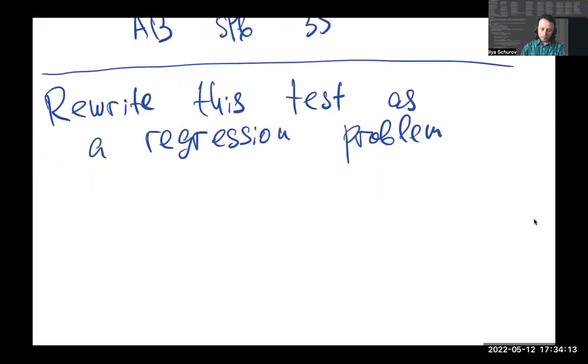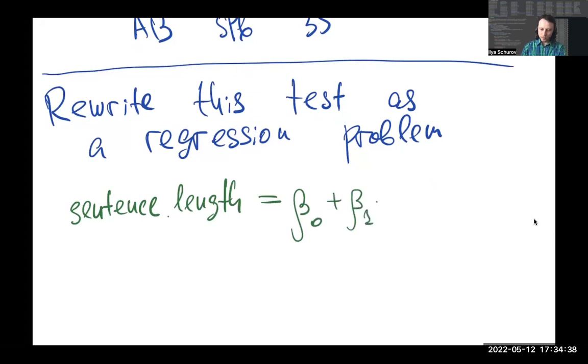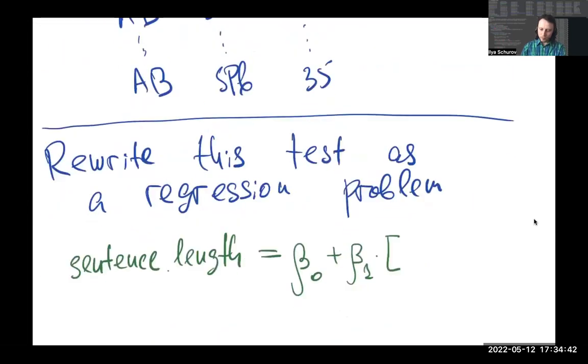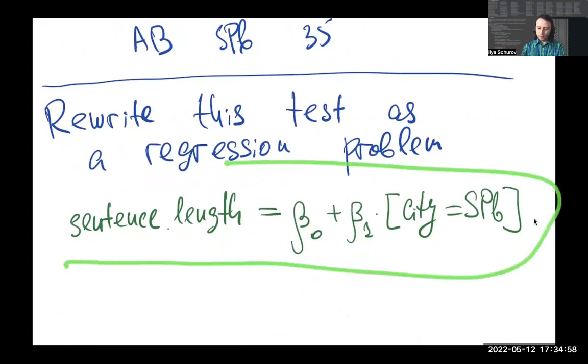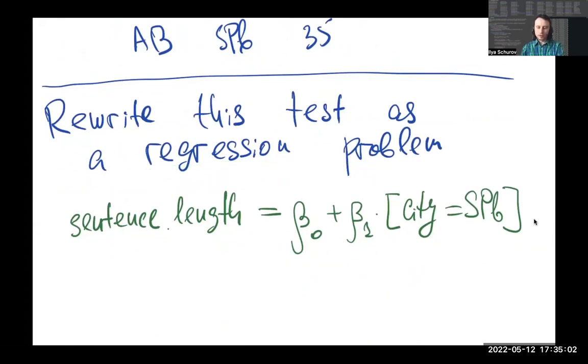So I have the following model. I have length of sentence. This is my dependent variable. And it is a function of, as usual, we will use a dummy variable like city. Okay, let it be city St. Petersburg. This is the same problem as previously. So this is just another way to think about the t-test, to think about this regression problem.